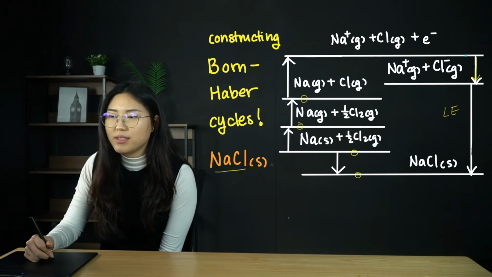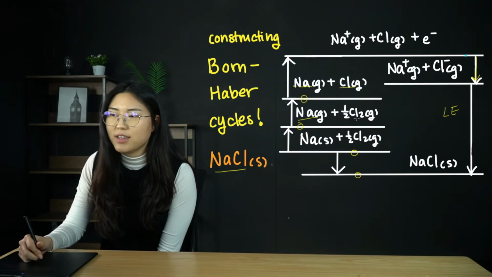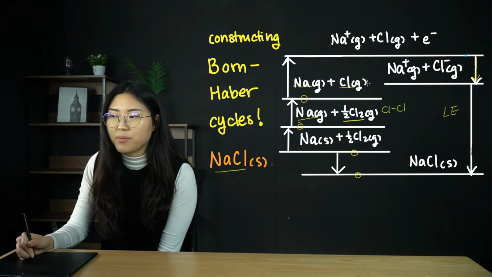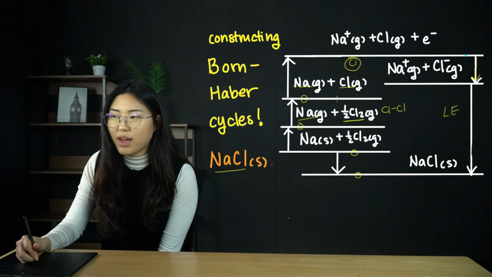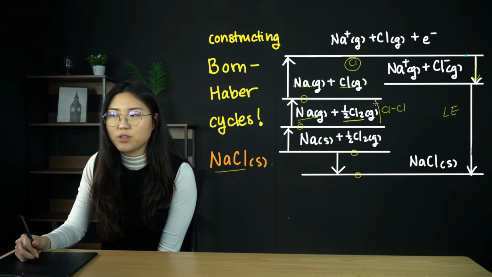From this level to this level, the difference is, we have Na gas, that's not different, right? If we look at the chlorine though, from here we have half a molecule of chlorine, and over here we only have the isolated gaseous chlorine atom. So this is probably going to be the atomization, right?